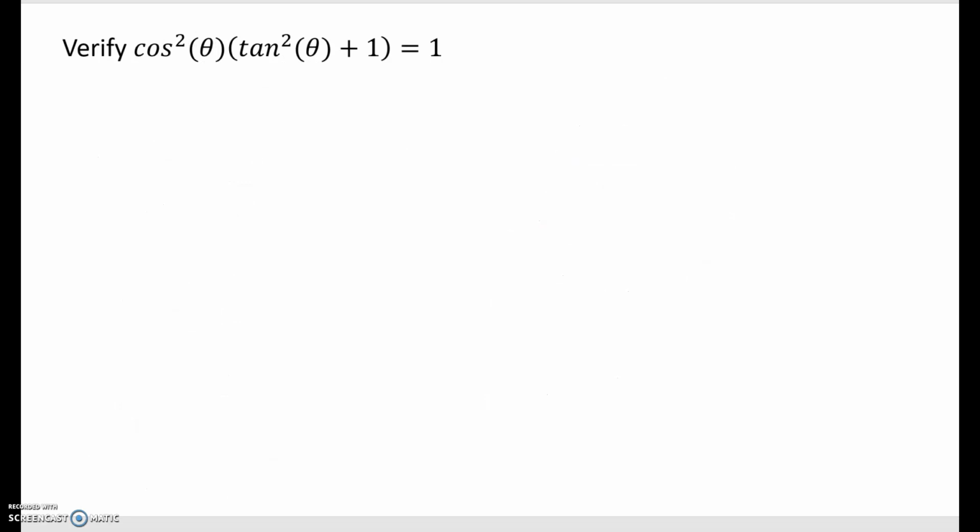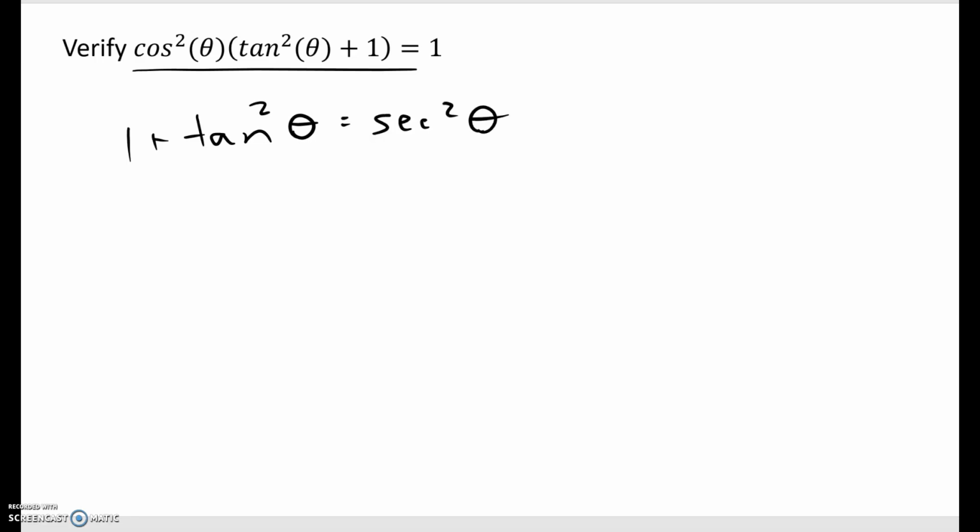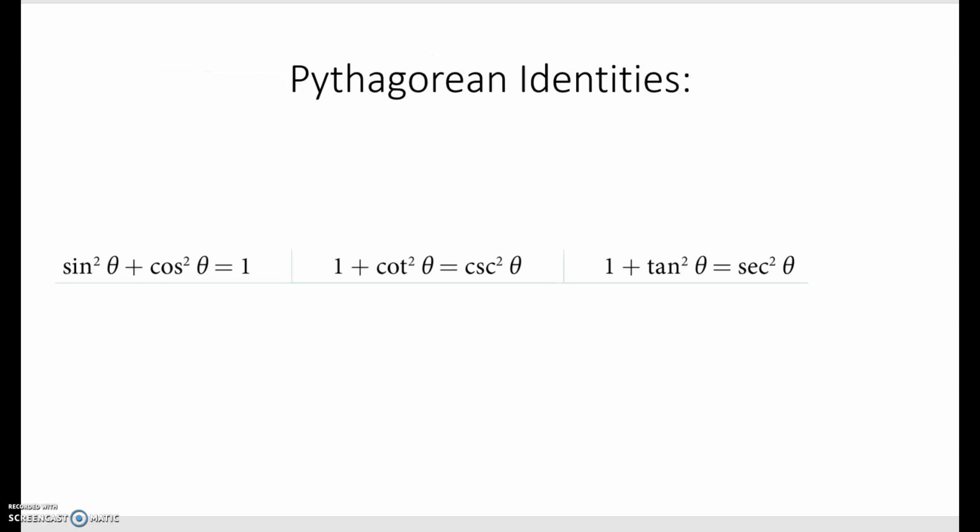Okay, look at this one right here. So cosine squared of theta times tangent squared of theta plus 1 is equal to 1. More complicated side, definitely that one right there. Now notice I have a tangent squared of theta plus 1. That looks an awful lot like 1 plus tangent squared of theta is equal to secant squared. I'm just coming back to my Pythagorean identity.